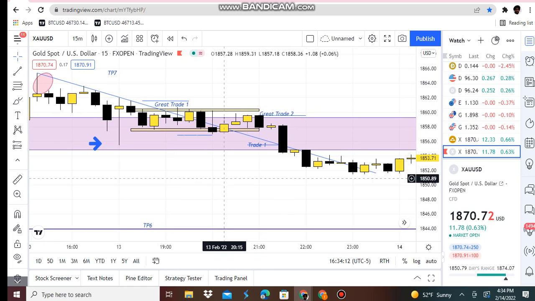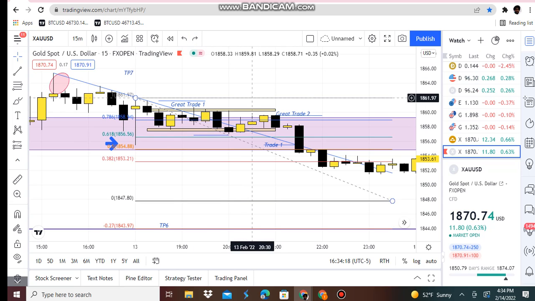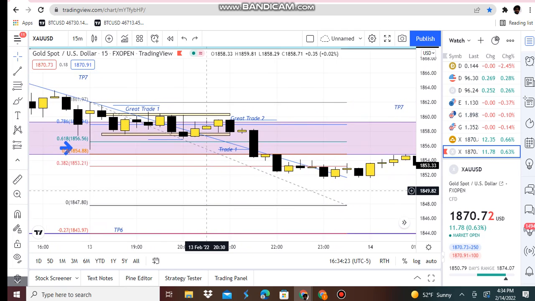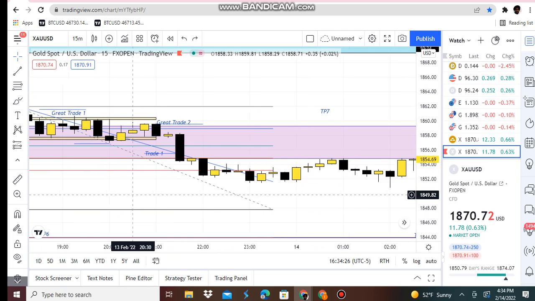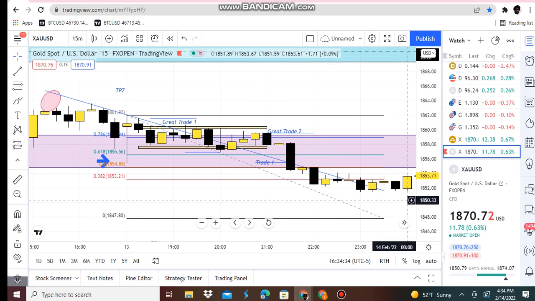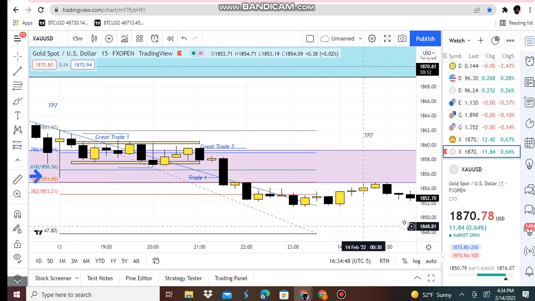I'll go back real fast. Price got to our 0.382 level and started consolidating there before eventually going all the way back up. We see yellow candlesticks, we see momentum, we see smaller candlesticks after this downtrend from take profit 7, started February 11th all the way down to February 13th, 1851. As soon as 12 o'clock hit February 14th, we see this bullish engulfing pattern, one of our candlestick patterns, right here.